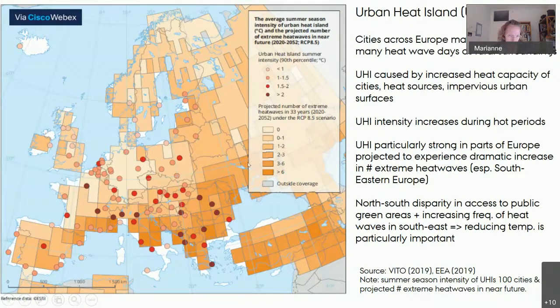But we also see a north-south disparity in access to public green areas. I haven't included that here, but you can find it in the report, a very nice distribution of how much green area people in cities across Europe have access to. And it shows that towards the south of Europe, people have less access to green areas that can actually alleviate the urban heat island effect. But that's also the areas where those trends will be much stronger.